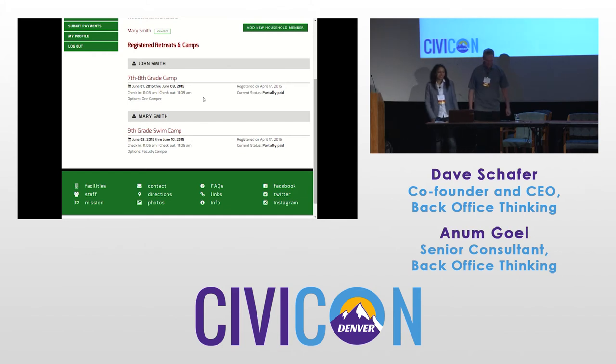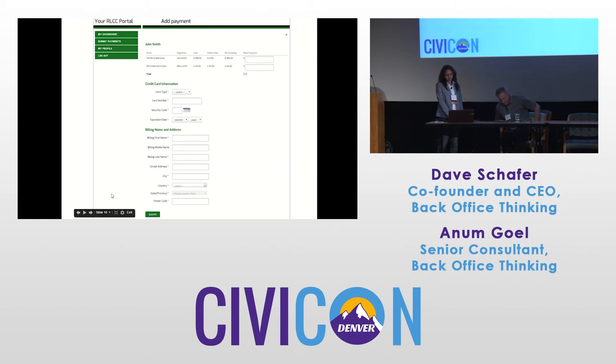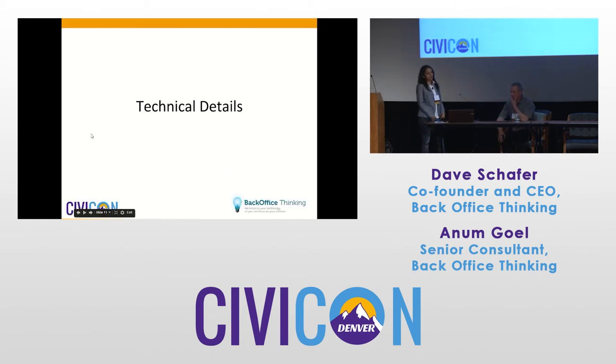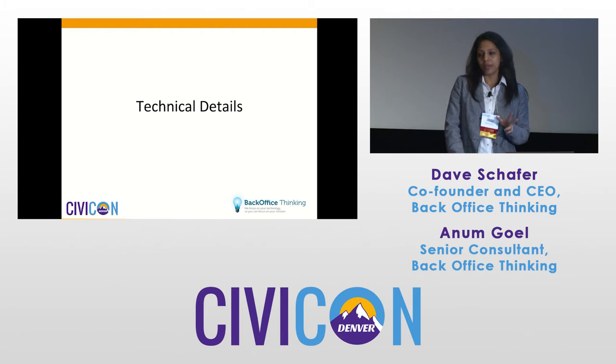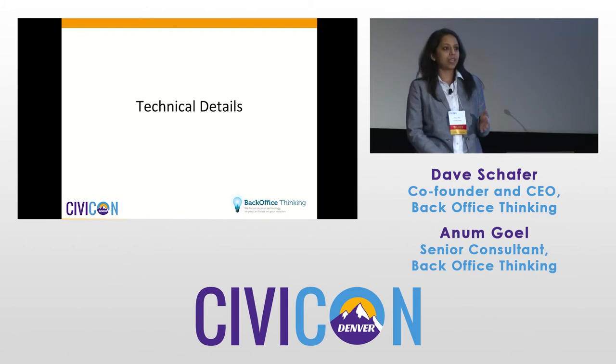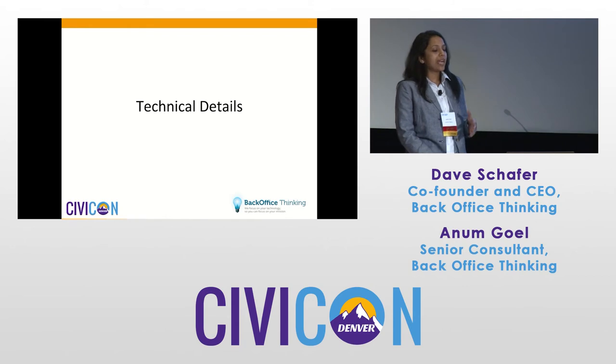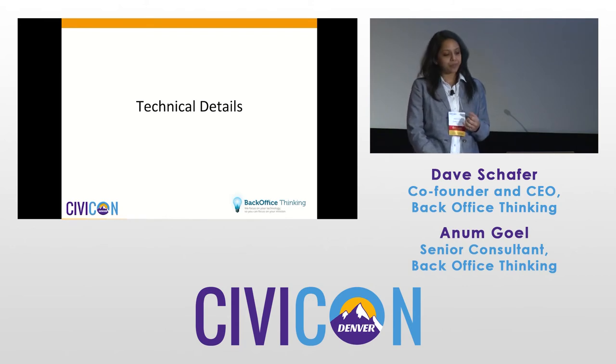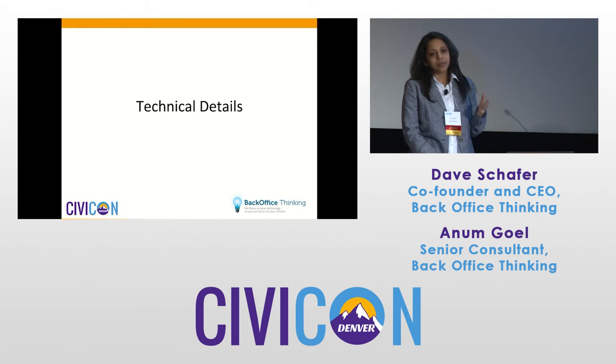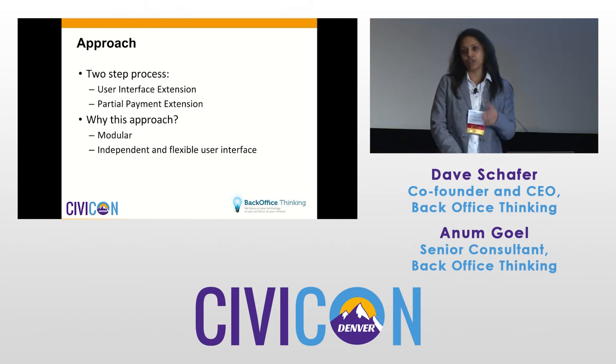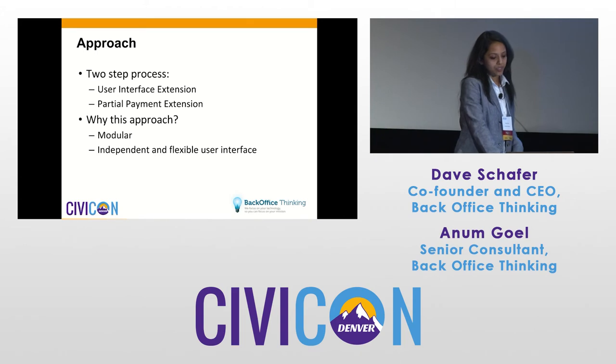Okay. So, hello, everybody. I am Anum Goel. I'll be covering the technical details of this implementation. So let's proceed and start with the approach which we took. CiviCRM introduced partial payments for backend users, and when we started designing this implementation, we had two main objectives. Our first objective was to make it available for the front-end users. So for that, we had to come up with some kind of custom user interface. And our second objective was to enable the front-end users to add multiple partial payments for multiple event registrations at once. So that required some kind of customization over the core Civi partial payment process.